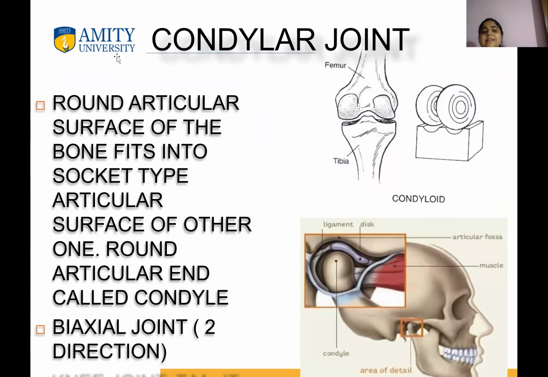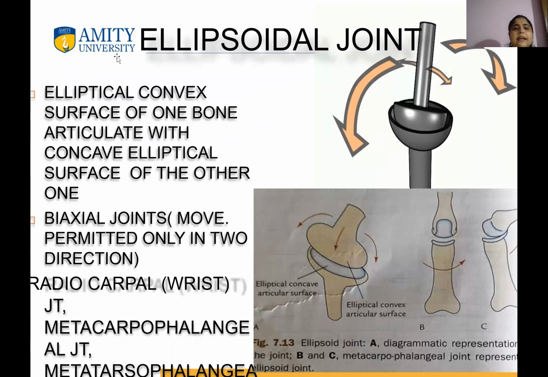Then the condylar joint. It has a round articular surface of one bone which fits into the socket-type articular surface of the other. It is a biaxial joint, with two directions, providing flexion, extension, and limited rotation. The well-known example of a condylar joint is the knee joint. Then the ellipsoid joint, in which an elliptical convex surface of one bone articulates with the concave elliptical surface of the other bone. It is a biaxial joint, with movement permitted only in two directions. Like the radiocarpal joint, it provides flexion, extension as well as radial and ulnar deviation. Other examples are the metacarpophalangeal and metatarsophalangeal joints.